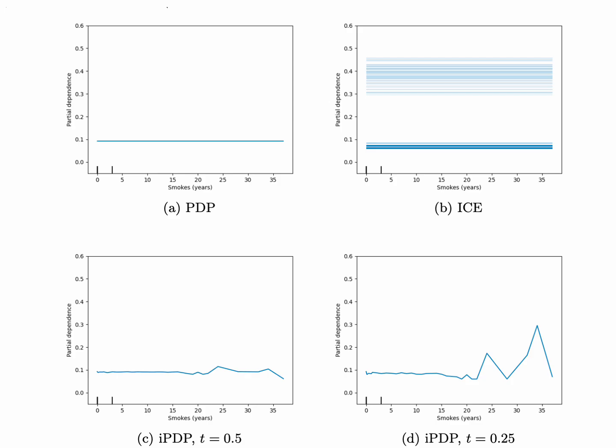The bottom two figures show the IPDP for the years spent smoking feature. Figure 2c shows that with a threshold of 0.5, IPDP captures some variation in the probability of predicting cancer, whereas in Figure 2d with a threshold of 0.25, we see that the figure begins to display the effects of a small number of examples being averaged, resulting in spikes in the probability of predicting cancer.